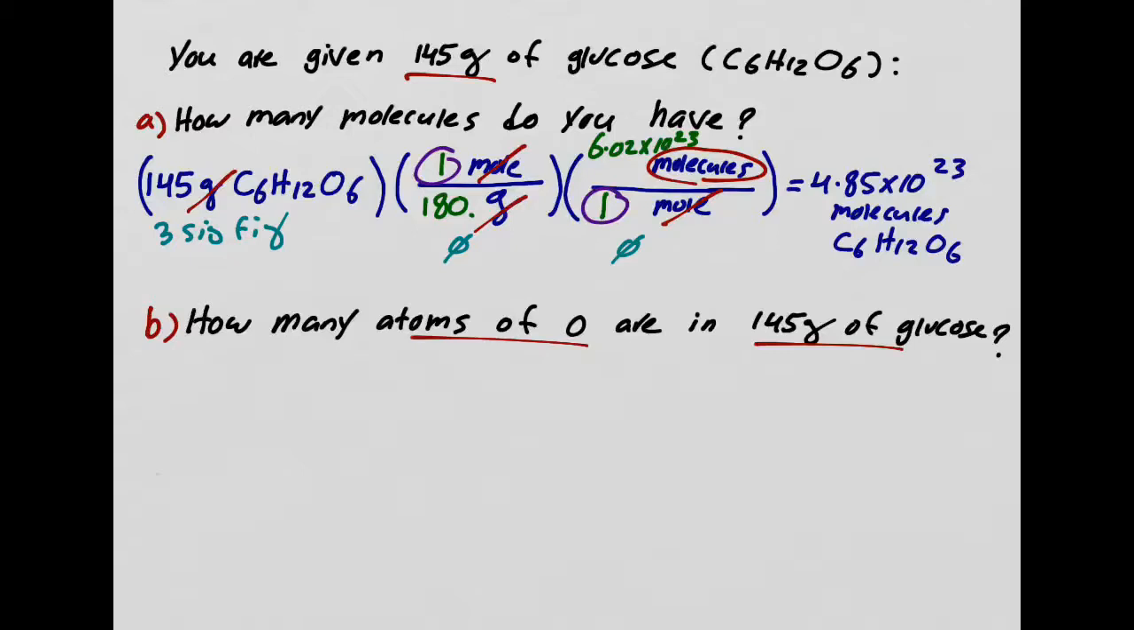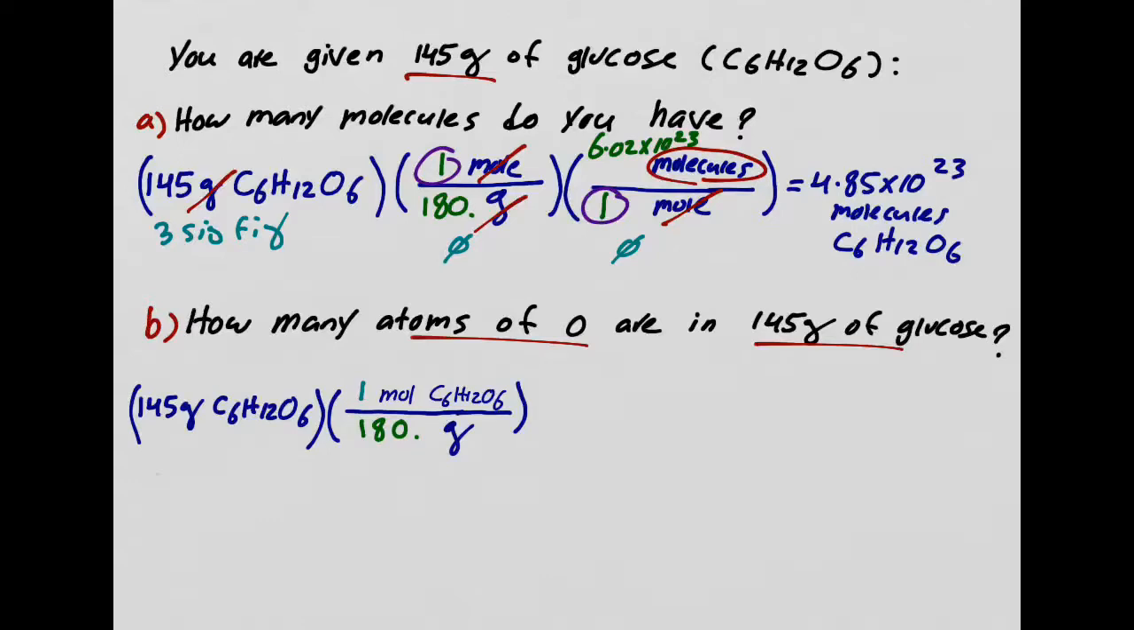So I'm going to write down what's given to me, which is 145 grams of C6H12O6. The first thing I need to do is convert it to moles, right? Now, 1 mole of C6H12O6 is 180 grams. I know that from the last problem. So this is great, the grams can cancel out. So I went from grams to moles.